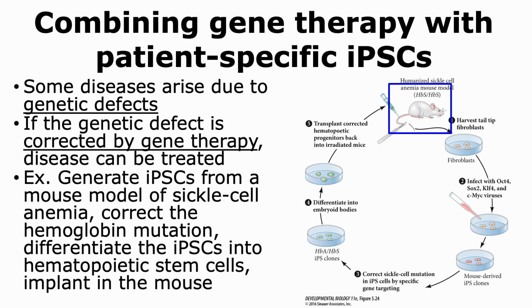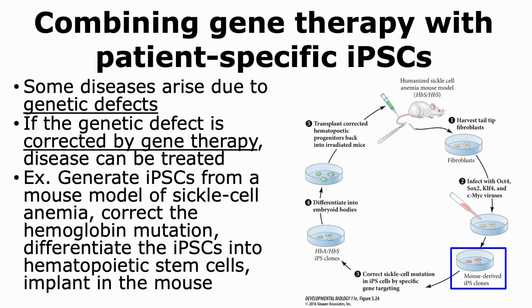What they did was they obtained fibroblasts from the mouse, which are differentiated adult cells, so they're not stem cells. But then they were able to introduce the transcription factors OCT4, SOX2, KLF4, and c-MYC. This induced the fibroblasts to become induced pluripotent stem cells.